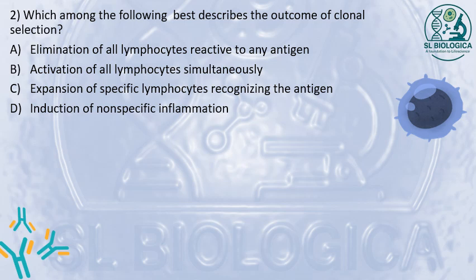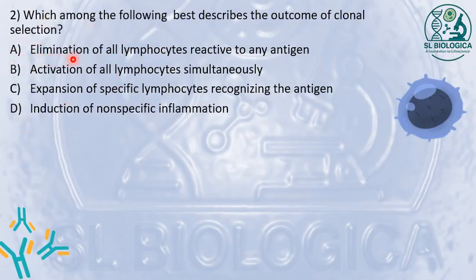We have the second question. Which among the following best describes the outcome of clonal selection? So they are asking about the clonal selection process of lymphocytes. The choices are: the first one, elimination of all lymphocytes reacting to any antigen. Actually, from the term itself, it is saying clonal selection. So there is an involvement of a choice. We are selecting something. So keep that in mind while we examine the options.